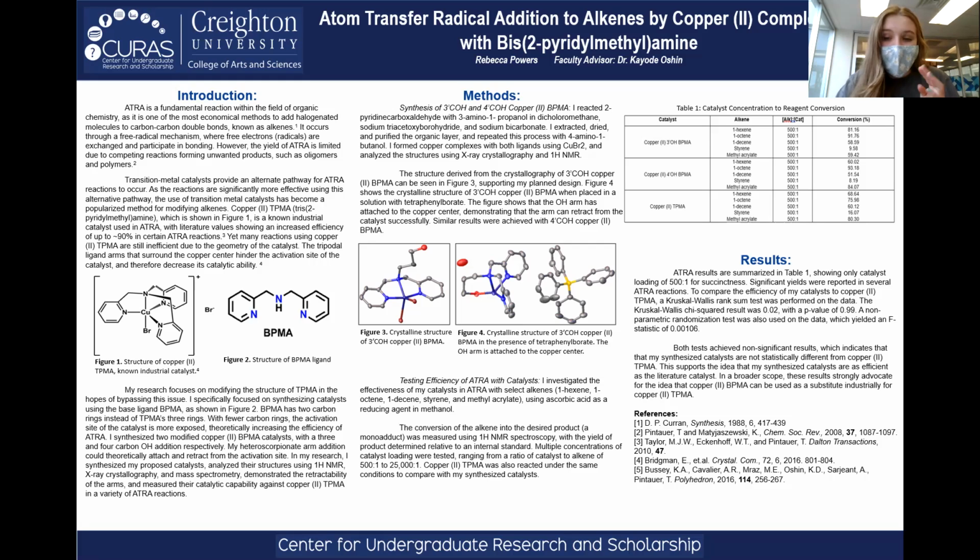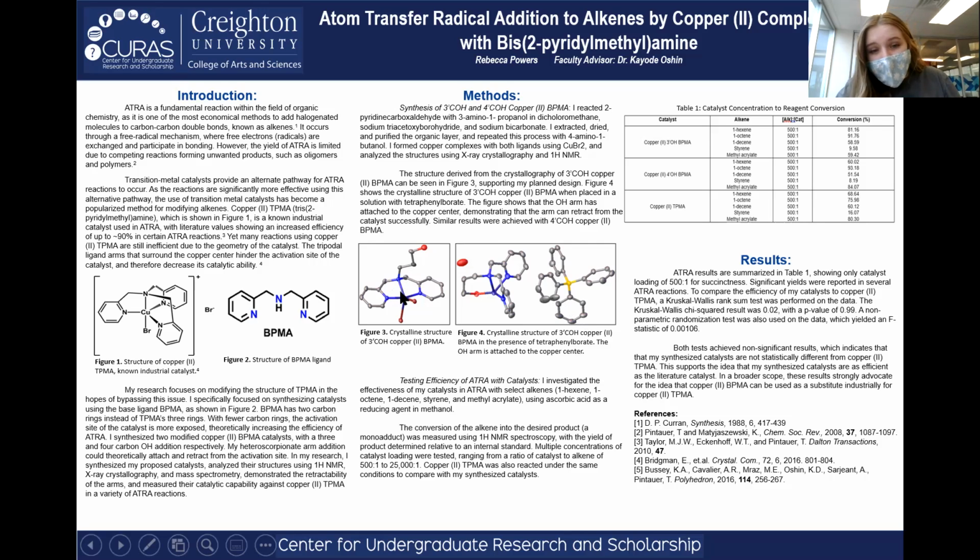And so I synthesized two catalysts, one with a 3-carbon arm and one with a 4-carbon arm, that would theoretically have this arm open and close in the presence of a counter ion. And you can see that counter ion right here in figure 4. In this case, this is tetraphenylborate.